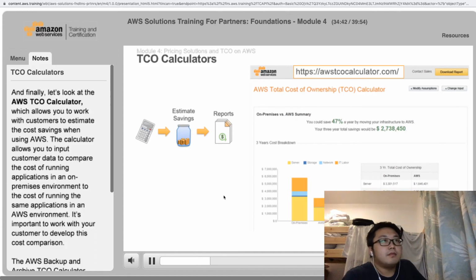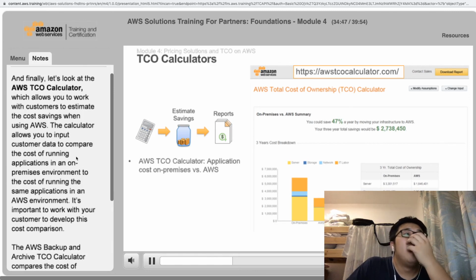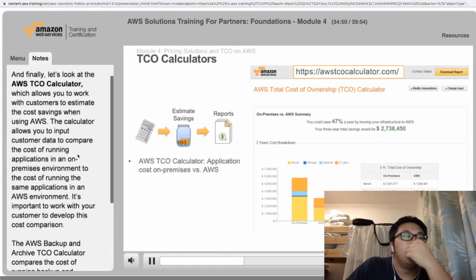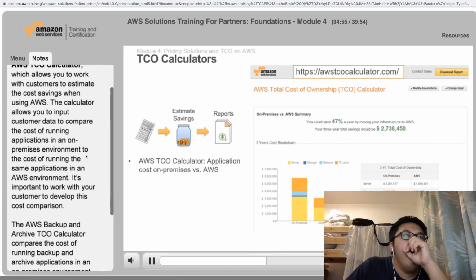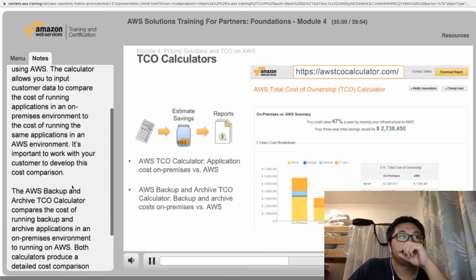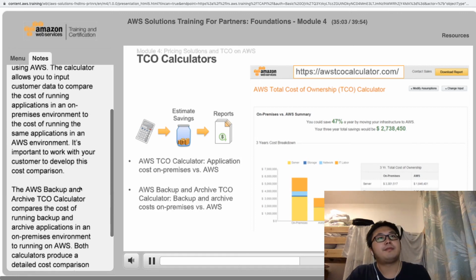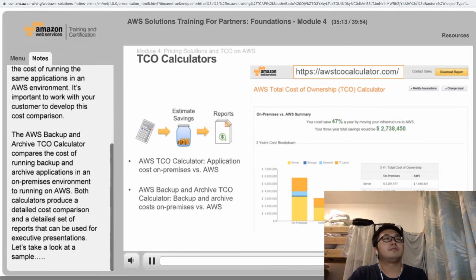The calculator allows you to input customer data to compare the cost of running applications in an on-premises environment to the cost of running the same applications in an AWS environment. It's important to work with your customer to develop this cost comparison. The AWS Backup and Archive TCO calculator compares the cost of running backup and archive applications in an on-premises environment to running on AWS. Both calculators produce a detailed cost comparison and a detailed set of reports that can be used for executive presentations. Let's take a look.